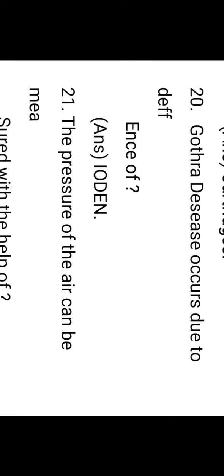The next question. Goiter disease occurs due to the deficiency of iodine. When she becomes pregnant, she needs iodine. If there is a deficiency of iodine, she suffers thyroid problems. The thyroid gland is present under the neck, at the Adam's apple. So the deficiency of iodine leads to goiter, that is the thyroid effect.